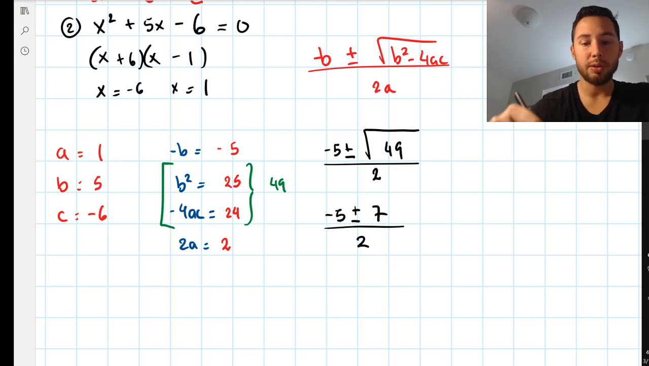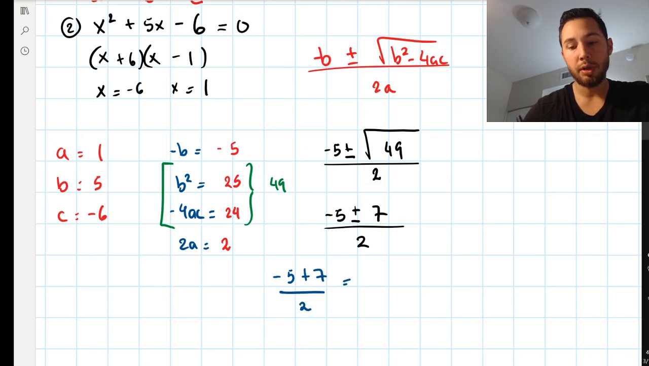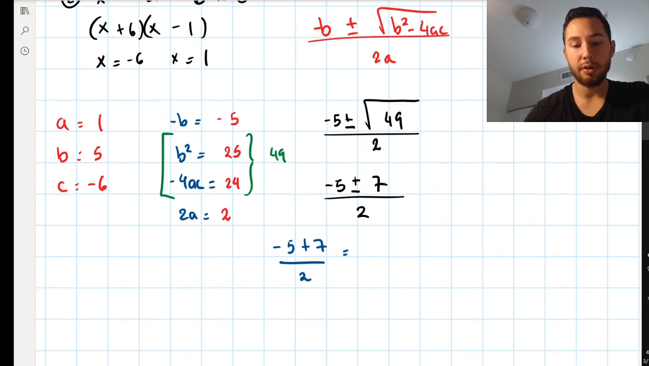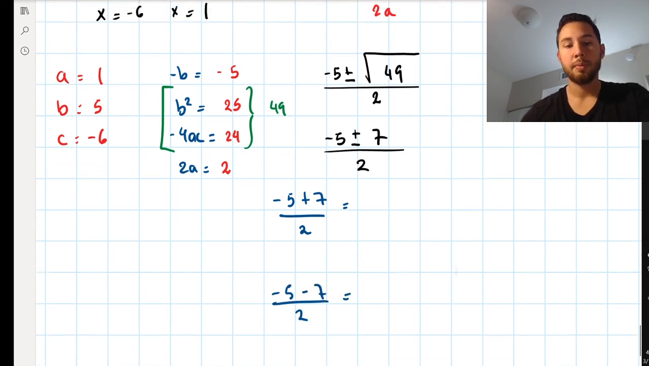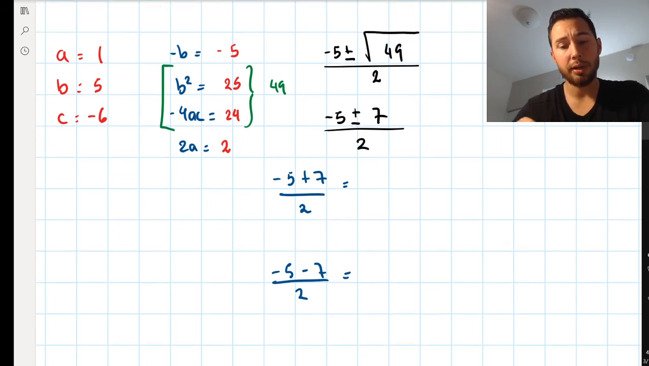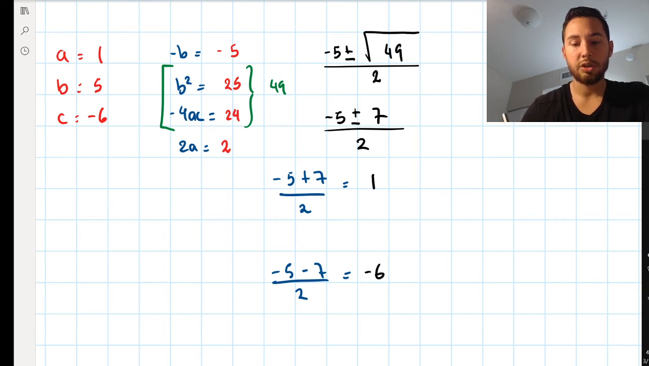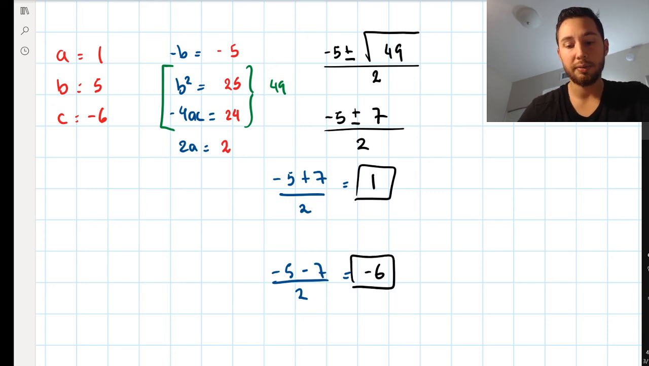I'll have on one side negative 5 plus 7 divided by 2. And then I'll have negative 5 minus 7 divided by 2. Well, if my calculations are correct, negative 5 plus 7 is positive 2. And positive 2 divided by 2 is 1. And negative 5 minus 7 is negative 12. Negative 12 divided by 2 is negative 6. So my x-intercepts in this case are positive 1 and negative 6.